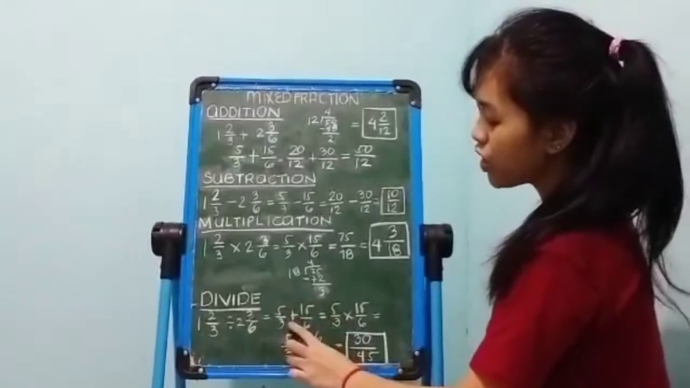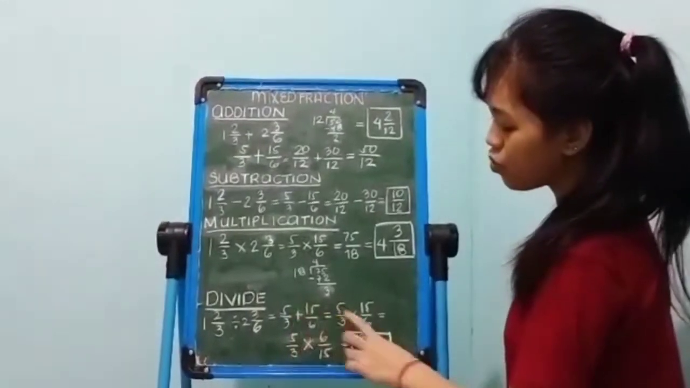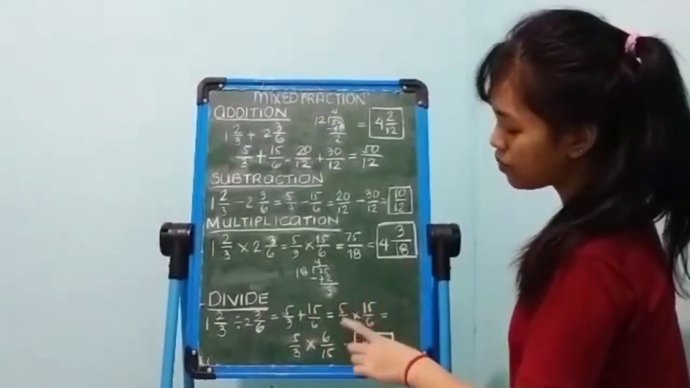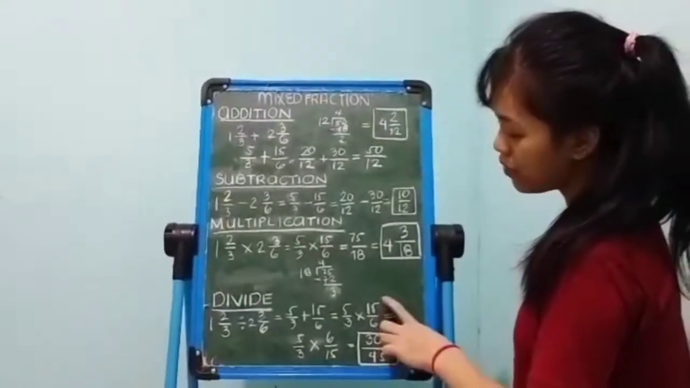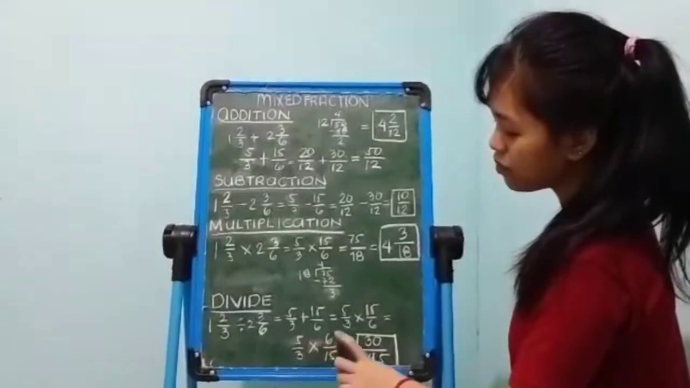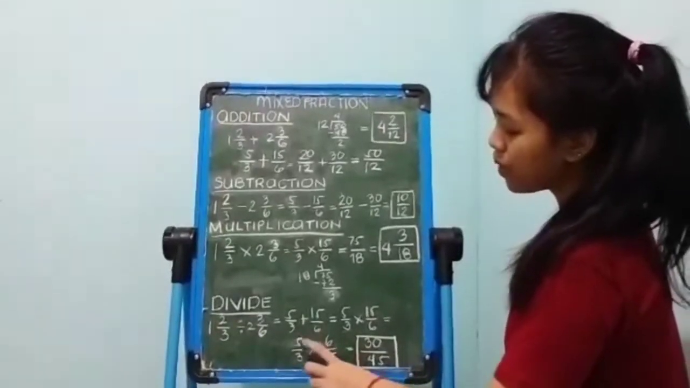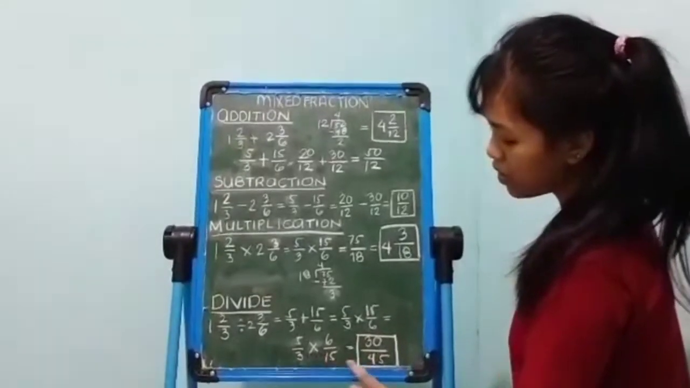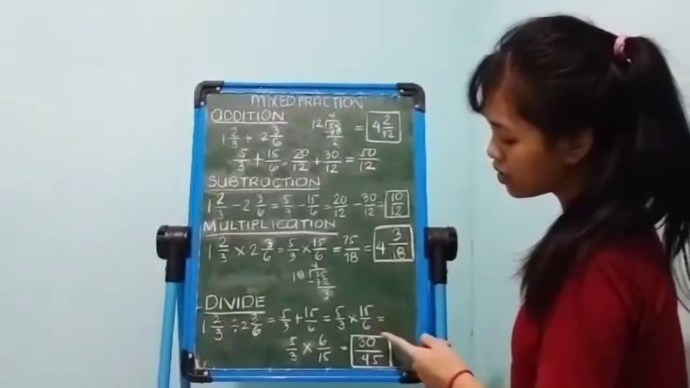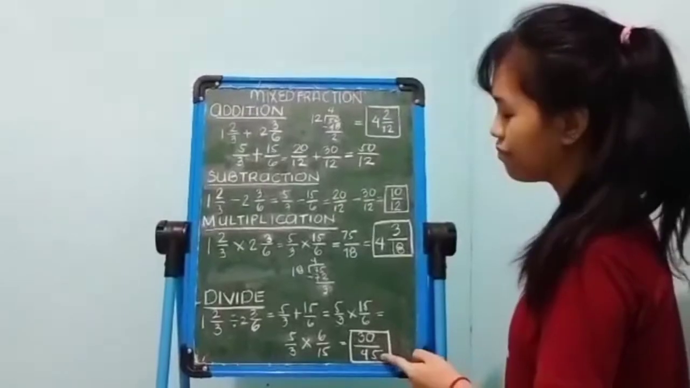Then change the addition sign to multiplication sign. So it becomes 5 over 3 times 15 over 6. Then do the reciprocal for the divisor. So it becomes 5 over 3 times 6 over 15. So 5 times 6 is equal to 30. Then 3 times 15 is equal to 45. So the final answer is 30 over 45.